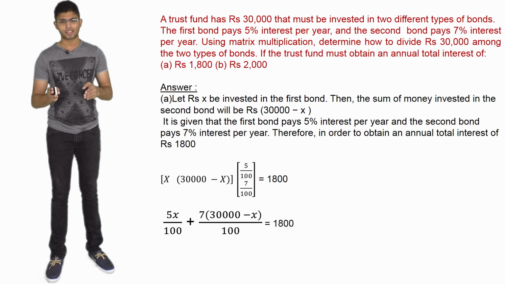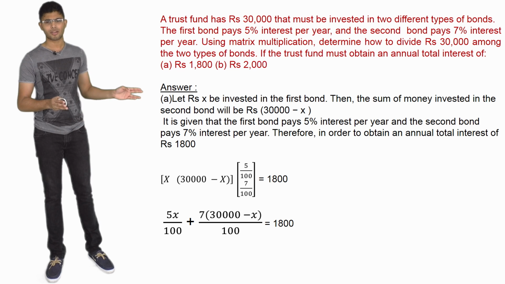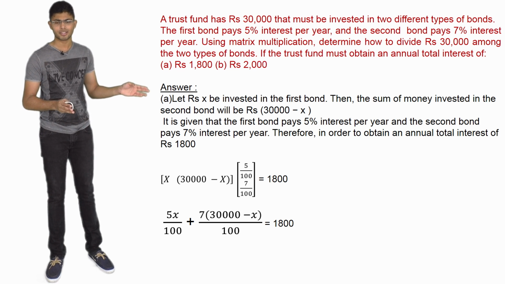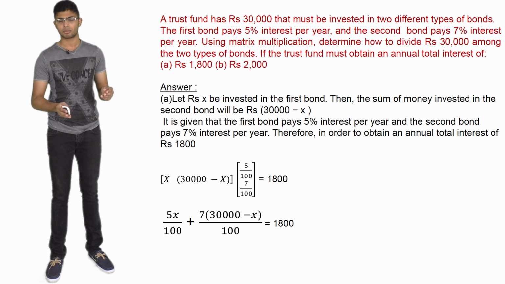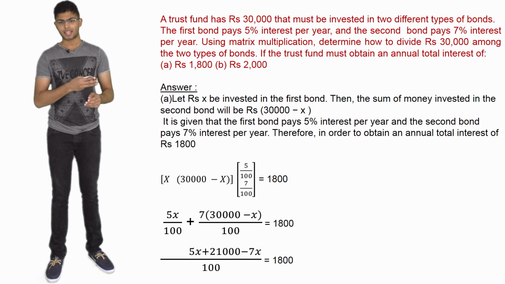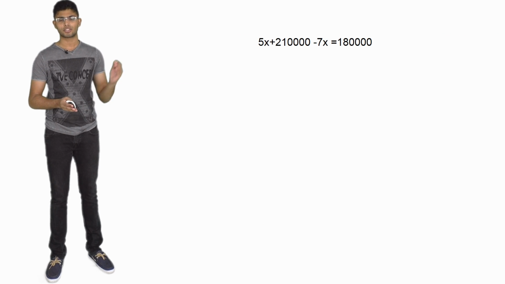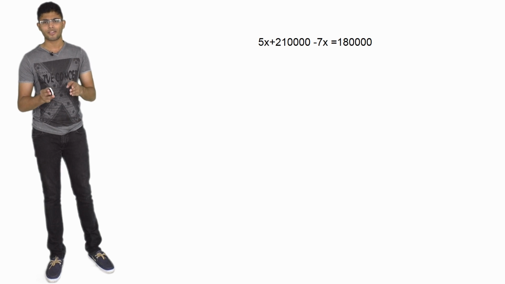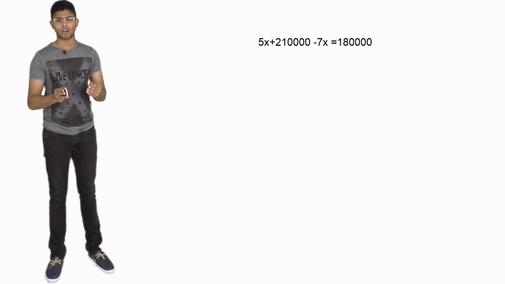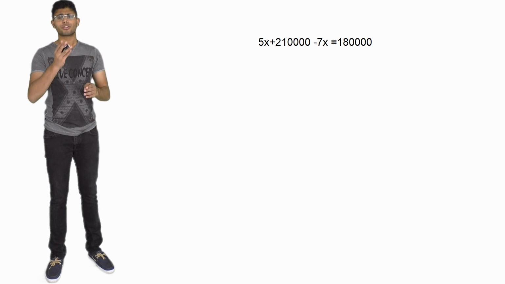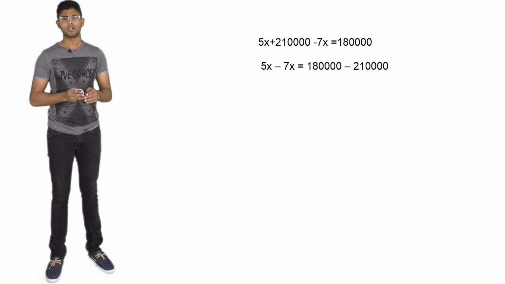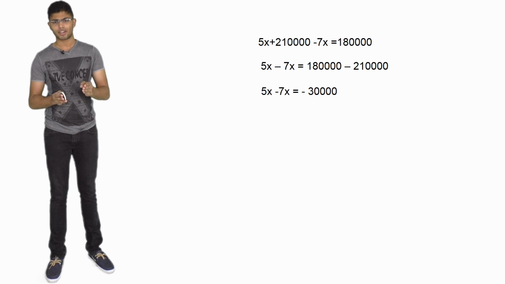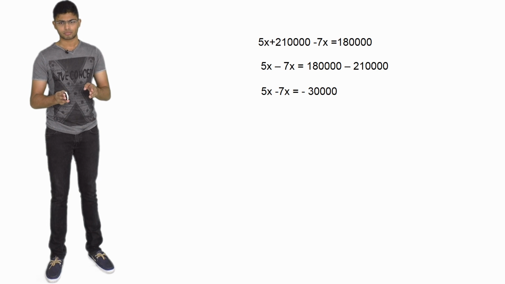Now on multiplying these two, what we get is 5x divided by 100 plus 7 into 30,000 minus x, whole divided by 100, is equal to 1,800. Now let's take an LCM, take the other side, multiply and everything. What we get in the end is 5x plus 210,000 minus 7x is equal to 180,000. Okay, so we take it to the other side, and what we have now is 5x minus 7x is equal to minus 30,000.